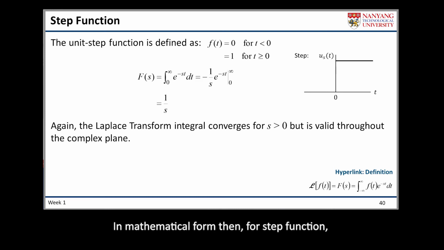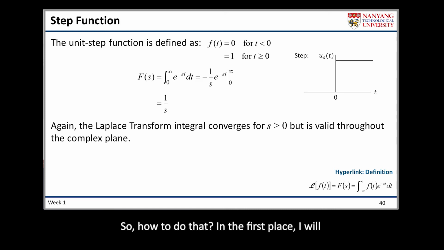So in mathematical form, I can present the step function like this. The value of f(t) is equal to 0 for negative t, and f(t) is equal to 1 for t greater than or equal to 0. And then let's try to transform this function to the Laplace domain. So how to do that?